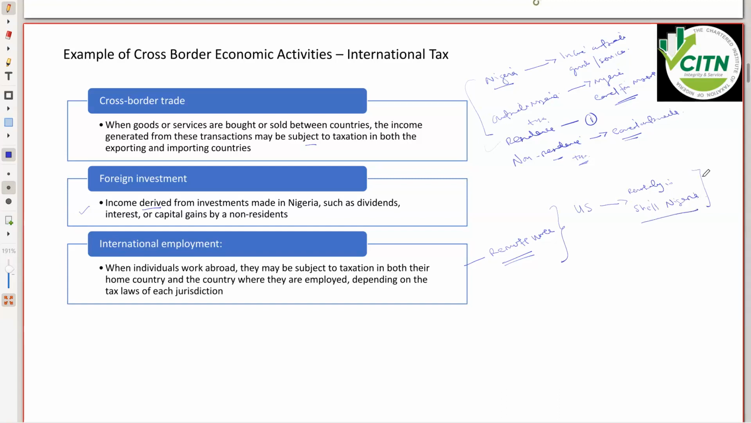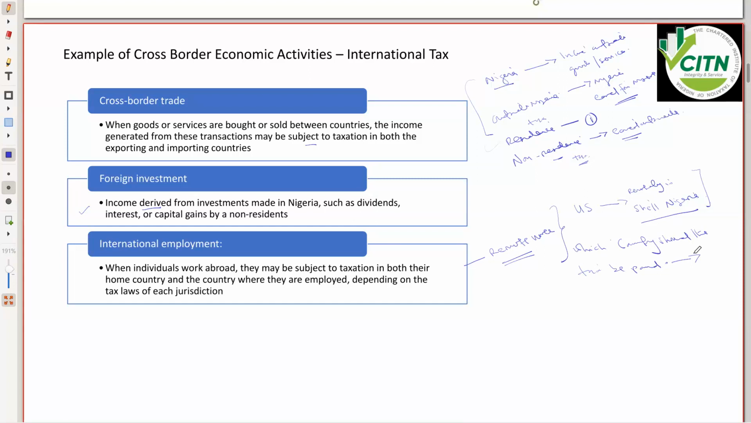So let me ask the question back to the class. Who should benefit from your tax? On your view, who do you think the tax should be paid to? If the person works in Nigeria, although the person lives abroad, the tax should be paid to Nigeria. So this is where the income is generated. Okay, so the tax should be paid to Nigeria.